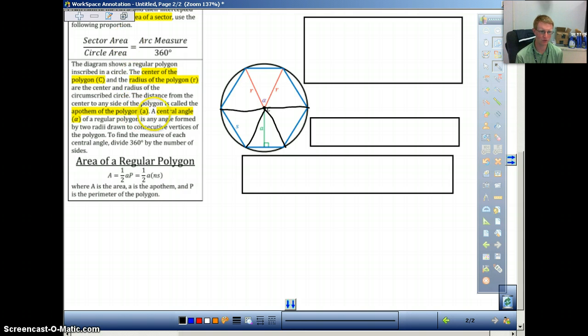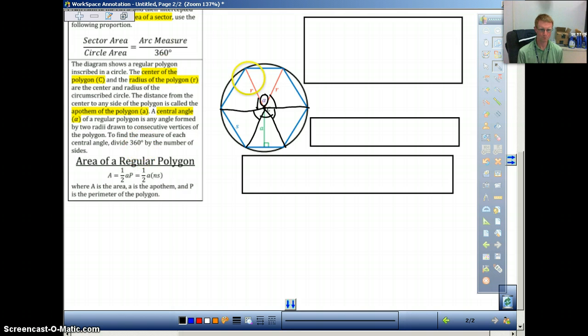And then the third thing, the central angle, is this part right here. The central angle of a regular polygon is any angle formed by 2 radii. Notice a radius here forms an angle, a radius here forms an angle here. 2 radii, angle; 2 radii, angle; 2 radii. Those are all central angles. To find the measure of each of those angles, we take 360, because there are 360 total degrees, and divide it by the number of sides.